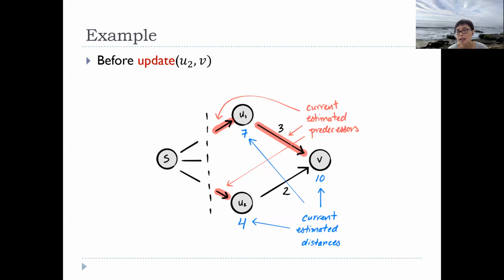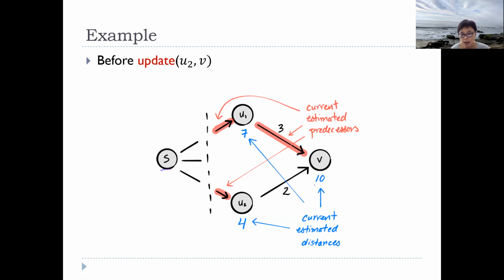Okay, so let's look at an example before we give the implementation of this. Let's say that this is a current configuration that I already discovered. S is the source node. Now for all these nodes, I already have some estimated shortest path, which are the numbers marked here. So the estimated shortest path to U1 is 7, to V is 10, to U2 is 4. And the red edges are the current predecessor for each of the nodes. So for example, to reach V, the current predecessor along the current estimated shortest path is edge U1 to V. Same for U2 and so on.